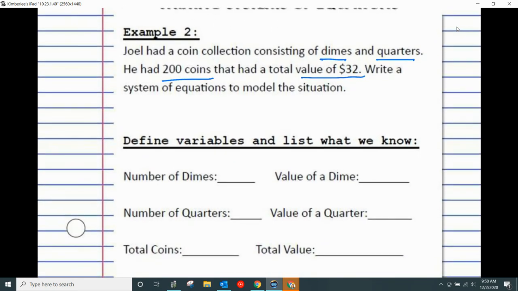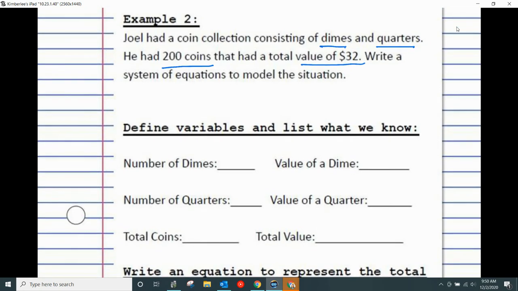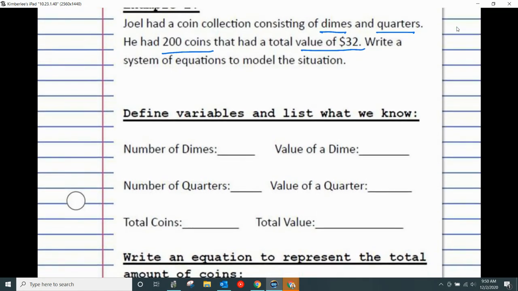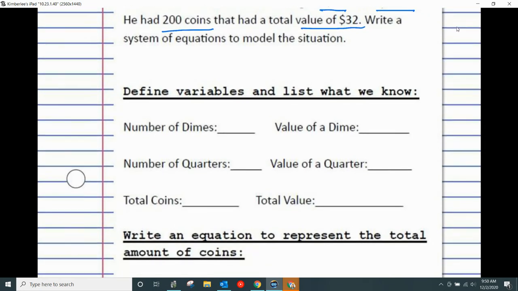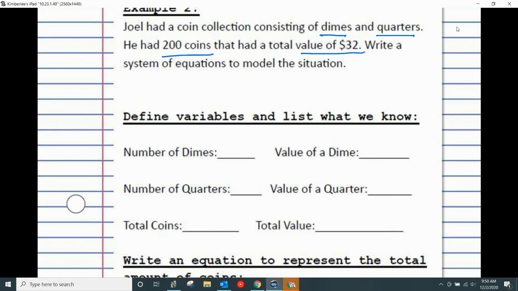So let's define our variables again. Do I know how many dimes he had? Nope. And I also don't know the number of quarters that he had. They told me the total number he had was 200. So I know my total coins is 200. I don't know how many dimes. You know what? I think I'm going to use a big D to represent that. And I don't know how many quarters. So I'll just use big Q. So I have some dimes and some quarters. And if I added those up, I would get 200.